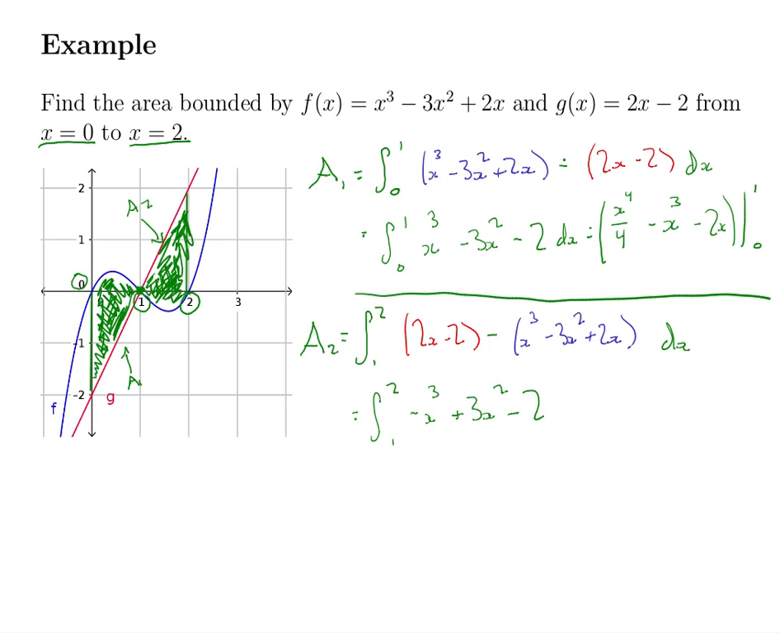I did the thing that I always warn people about. I forgot to distribute that negative all the way across. This is actually going to be plus 2, and this will be plus 2x. So make sure you get that fixed. Now, our antiderivative is going to be really similar as well. Negative x to the 4 over 4 plus x cubed minus 2x from 1 to 2.